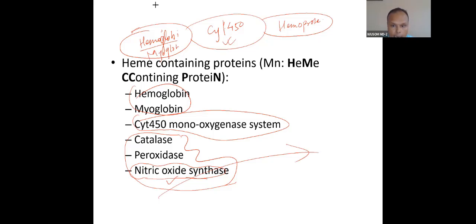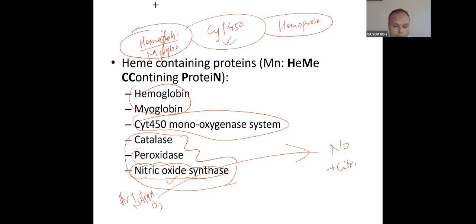This synthesizes nitric oxide from arginine plus NADPH and oxygen. So this is required to synthesize nitric oxide from arginine, and then citrulline is formed. So we have done this. This is also a heme protein.